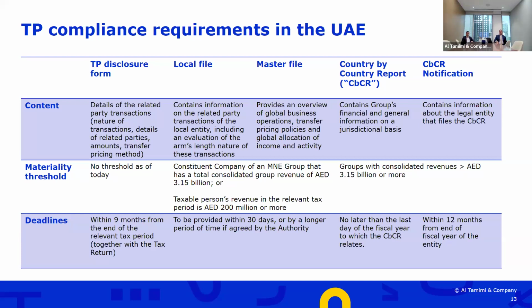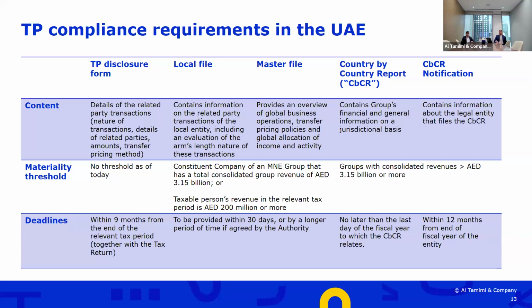Country-by-country reporting is already in the law since 2019. It's only limited now to UAE headquarter groups. It's basically groups that are Pillar 2 groups. They are headquartered in the UAE, so it's not a requirement for any non-UAE groups.